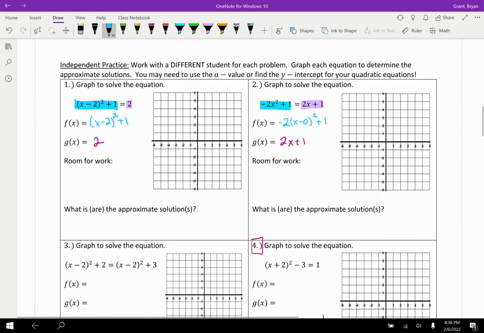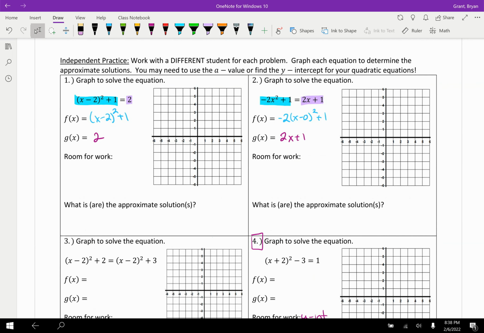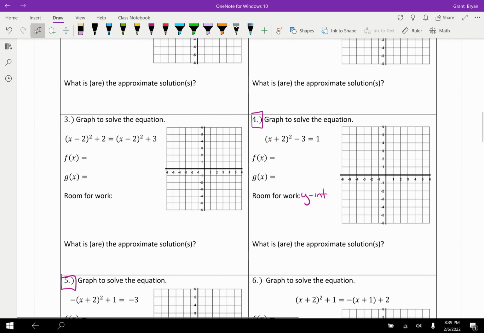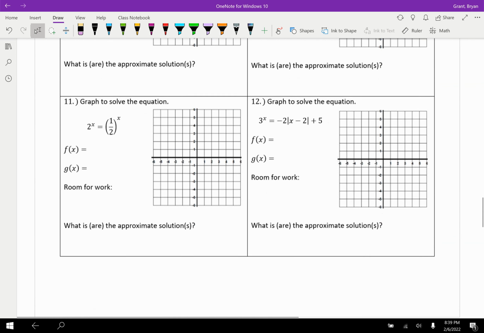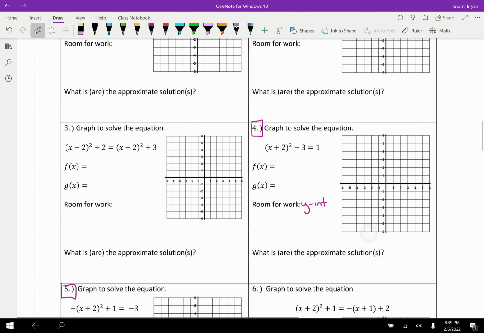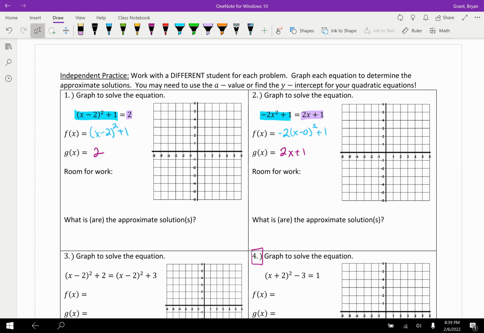So you have 12 questions. Your goal is to work with a different student for each one of them. But either way, you need to find where the 2 graphs cross and then find their, it says approximate. I think I tried to pick these so you can find the exact solutions for each one. Once you're done with these 12, you can unpause this and see how you did. Ready, set, go.